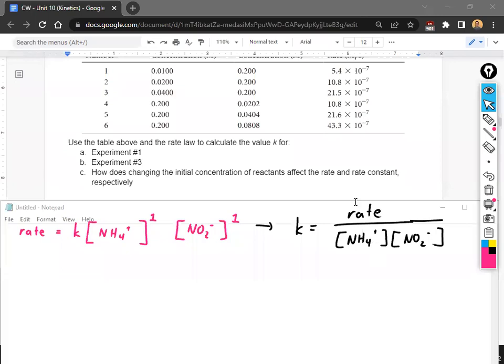Okay, guys, let's bring it all together. So for part A, we want to find the K value for experiment 1. So I'm just going to plug in my values.